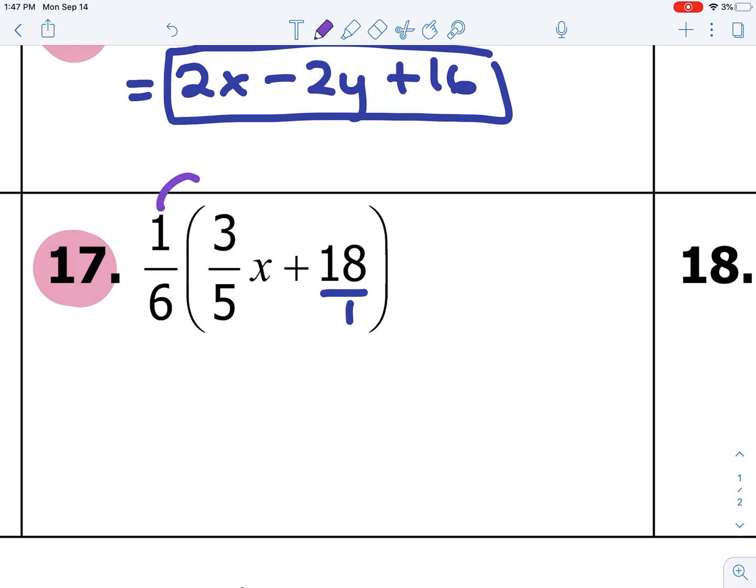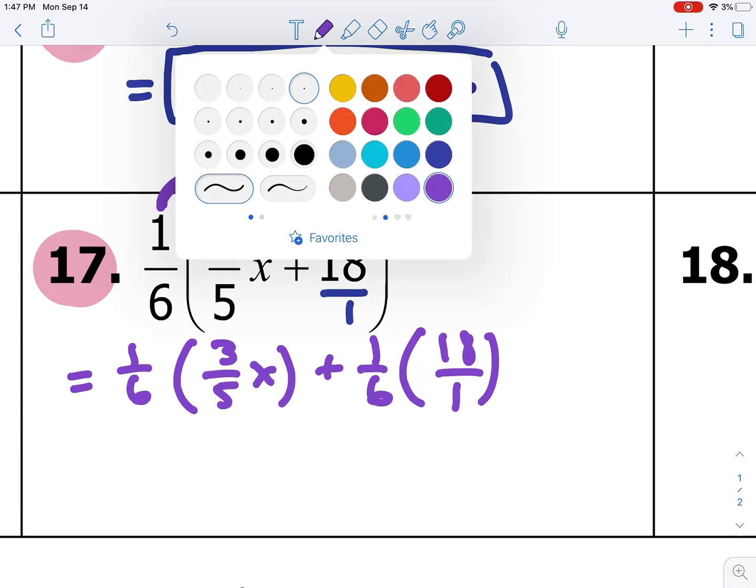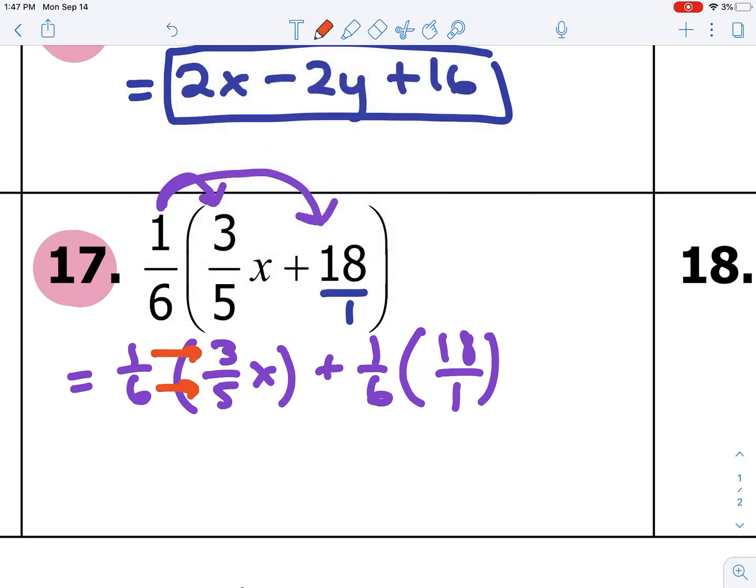So you see I've already put 18 over 1 for this problem. We're distributing 1/6 inside the parentheses this time. You do not have to record this step if you don't need it. I'm just taking the 1/6 and multiplying it by each of the terms inside the parentheses. So from here we're multiplying straight across. This is 1 times 3, which is 3. 6 times 5, which is 30. Don't forget your x. On this side we have 18 over 6.